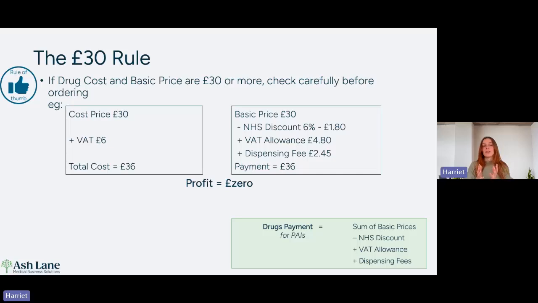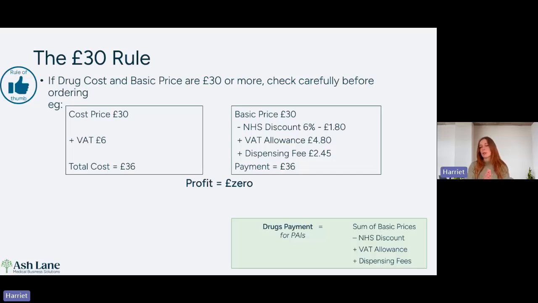Broadly, due to the dynamic nature of the calculation that I showed you at the start, where you've got that discount that's deducted, which is a percentage of the basic price, and then the dispensing fee, which is added, which is a kind of fixed amount, what that means is the calculation favours lower cost drugs. So lower cost drugs are generally more profitable. The cutoff for that is around £30.